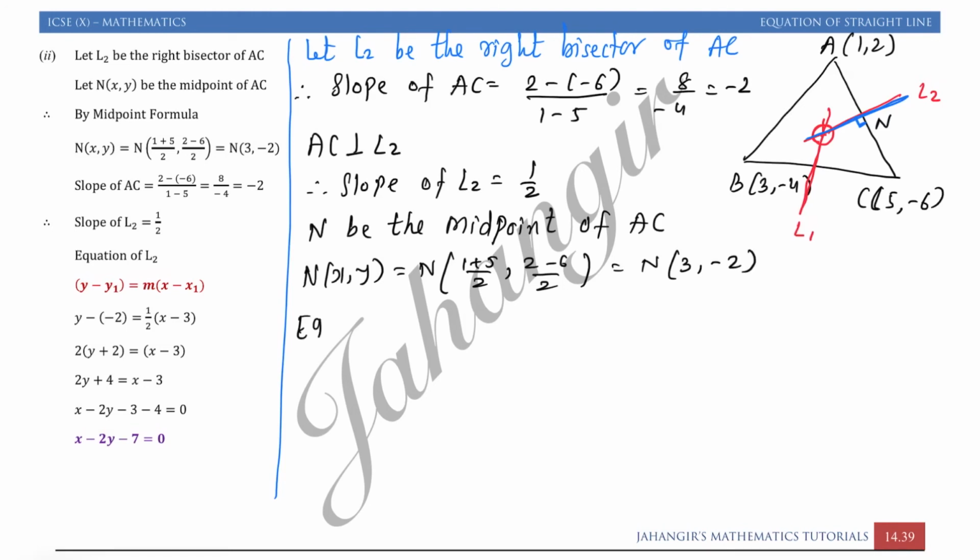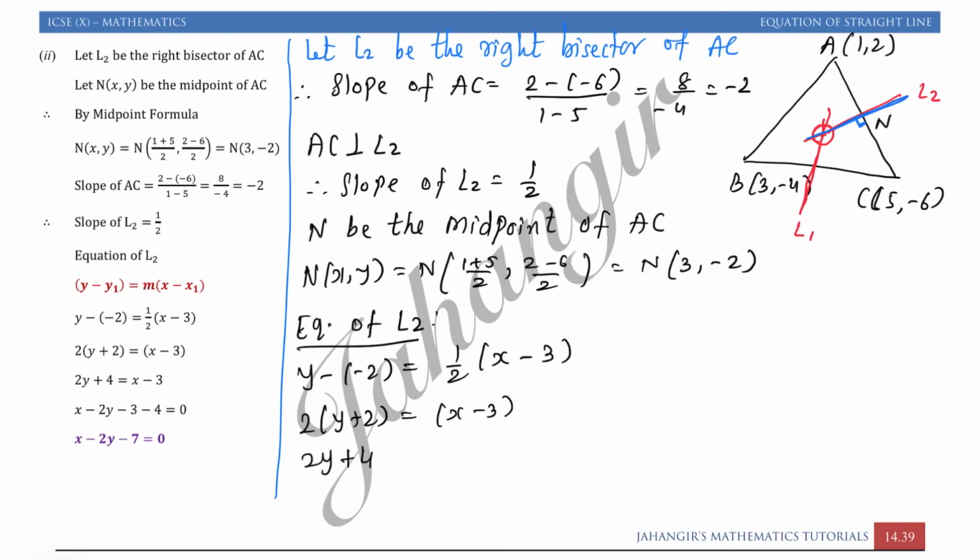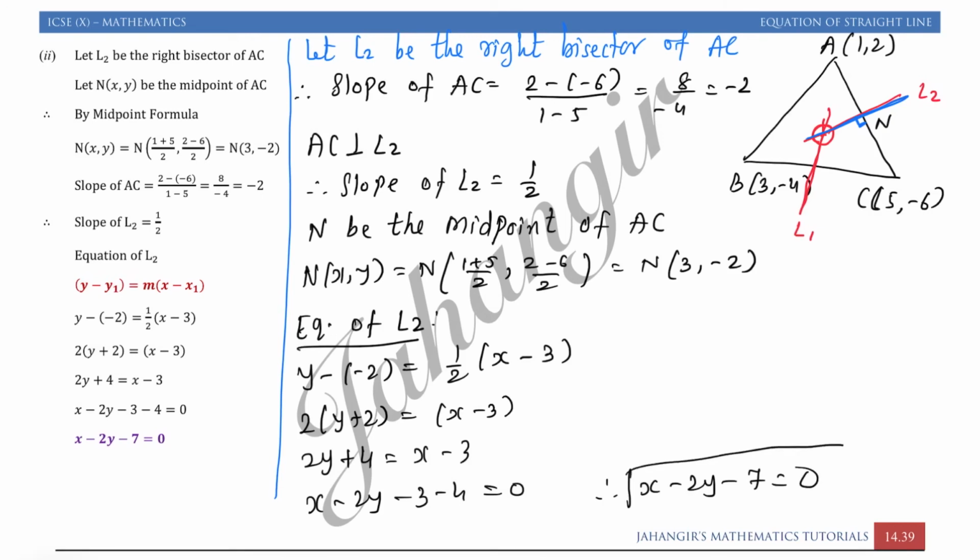So now the equation of L2, again y minus y1 is equal to m into x minus x1. So 2 into y plus 2 is equal to x minus 3. 2y plus 4 is equal to x minus 3. So x minus 2y minus 3 minus 4 is equal to 0. So therefore we will get x minus 2y minus 7 is equal to 0.